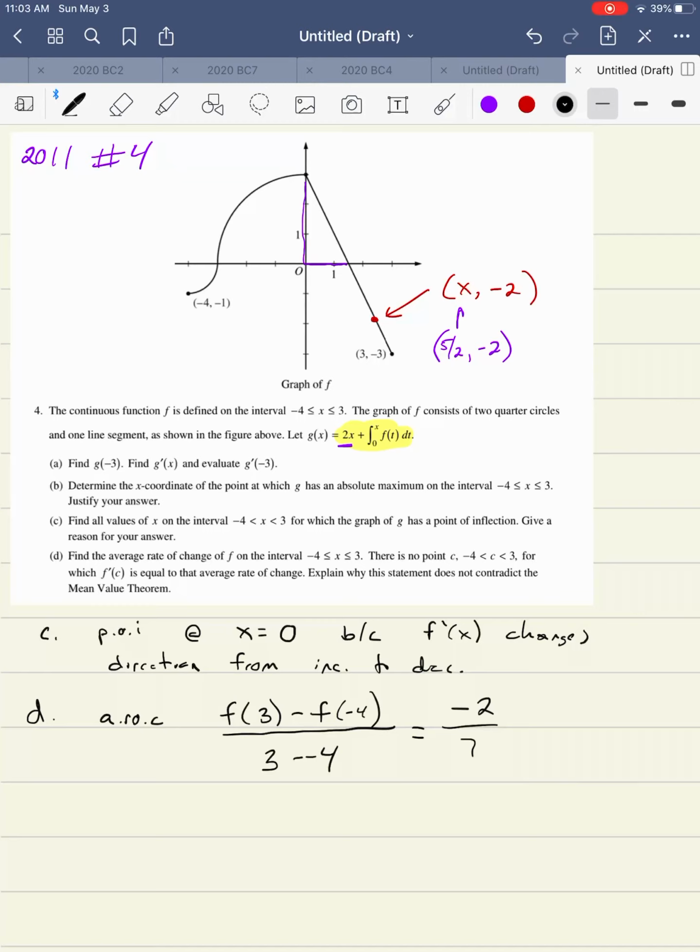There is no point for which the instantaneous slope is equal to the average slope. Explain why this statement does not contradict the mean value theorem. The mean value theorem says the instantaneous slope has to equal the average slope at some point on the interval if the function is differentiable at all points. The problem is this function is not differentiable at all points. So f is not differentiable anywhere that it's straight up vertical, which is happening at x equals -3, and also anywhere it's a sharp point, which is at x equals 0.